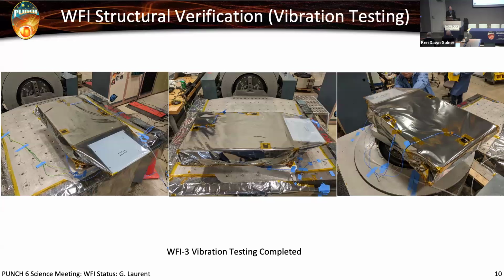First stage of environmental testing is, of course, vibration testing. Here is WFI 3 mounted on the in-house vibration facility in San Antonio. All 3 axes were vibrated to modified GEVS levels and meet requirements.